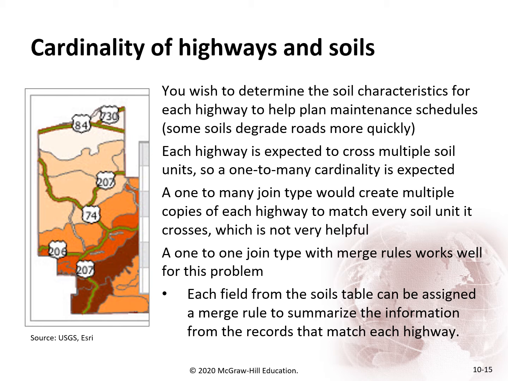Each field from the soil table can be assigned a merge rule to summarize the information from the records to match each highway. In other words, if a highway crosses 3 soil types, you could take the attributes of those soils, and if they're numeric, you could summarize them or something like that.